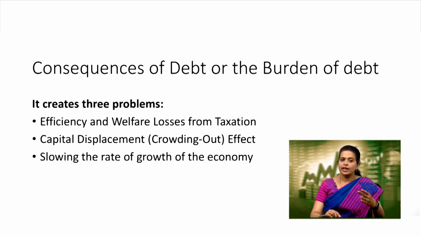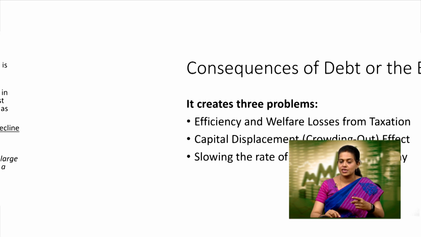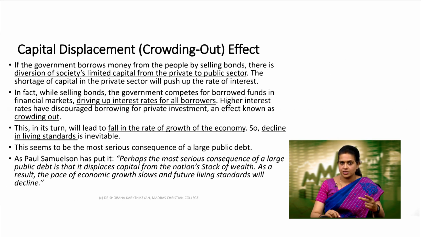Number two, it is about capital displacement, or the crowding out effect. Whenever the government comes in and competes for the limited existing pool of money from the people who are willing to lend, it raises the interest rate for everybody in the economy. So this is a deterrent to private investment. This is what is called the crowding out effect in economics.